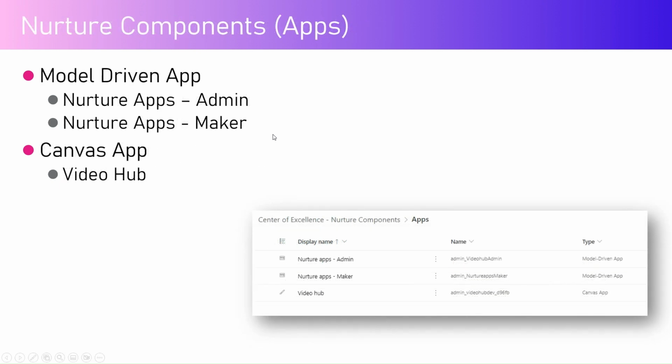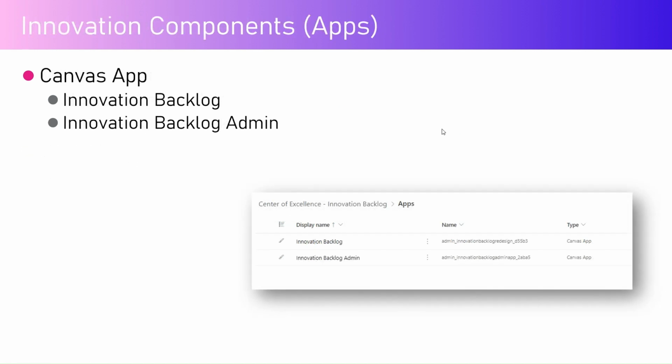Moving on to the nurture components. The nurture component has one Canvas app, which is Video Hub, and a couple of model-driven apps, which are Nurture Apps for admin and maker. Video Hub is basically, I'd say, an internal YouTube for your organization, whereby you can publish videos, and those videos will be surfaced to end users for consumption. So it's mainly about the adoption and training journey for your organization.